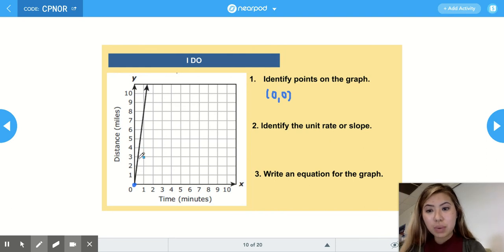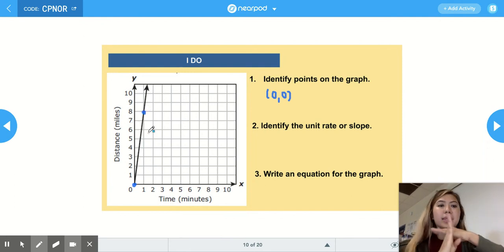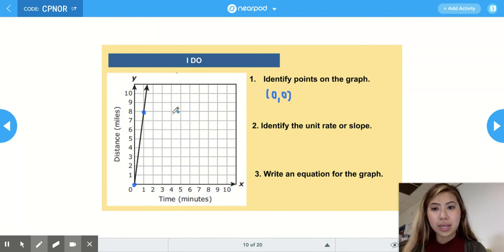This is not a good point. It looks close, like it's at the intersection, but it's a little to the left of these 2 lines right here. But this one right here is a good point, since it is at the intersection of the grid or the gray lines. And so this point right here is 1, 8.